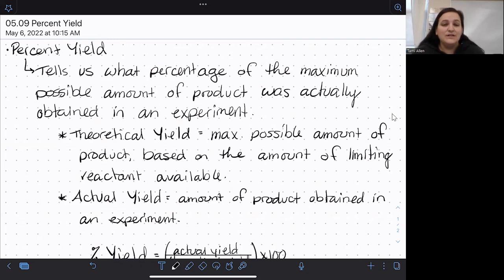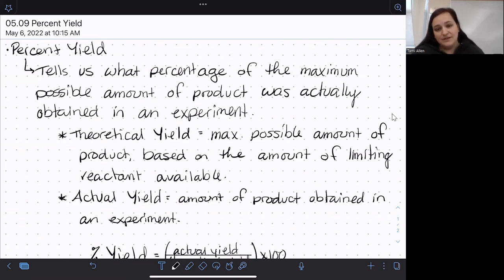So we need a few new pieces of terminology. That maximum possible amount of product we refer to as the theoretical yield. Theoretically, based on our calculations of the amount of limiting reactant available, we should be able to produce this amount of product. We call that our theoretical yield. Essentially, the theoretical yield is what we have been calculating for the last couple videos. We just haven't thrown unnecessary vocabulary at it until now.